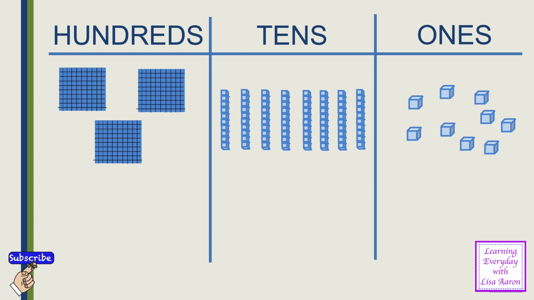Look at the ones. How many ones do you see? Let's count. 1, 2, 3, 4, 5, 6, 7, 8, 9. This tells us there are 9 ones.